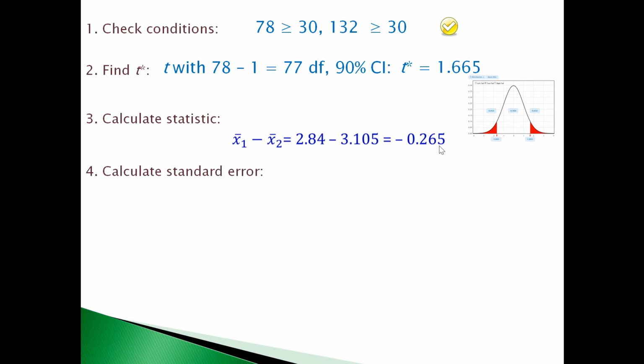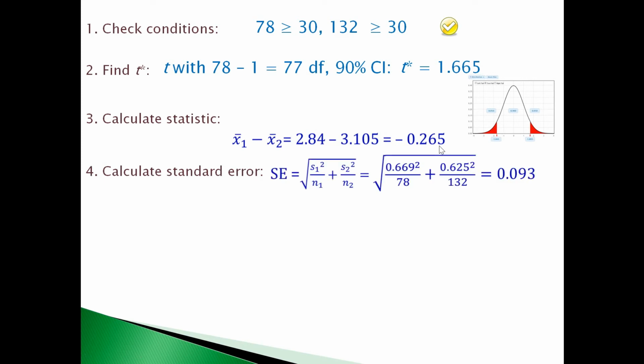Fourth step is finding the standard error using the new formula. You'll have to apply the standard deviation of the first group over the sample size of the first group. Obviously, you'll square the standard deviation first, then you divide by the sample size. And you'll do the same in the second fraction, add them up, and then take the square root. So you have the standard error equals 0.093.